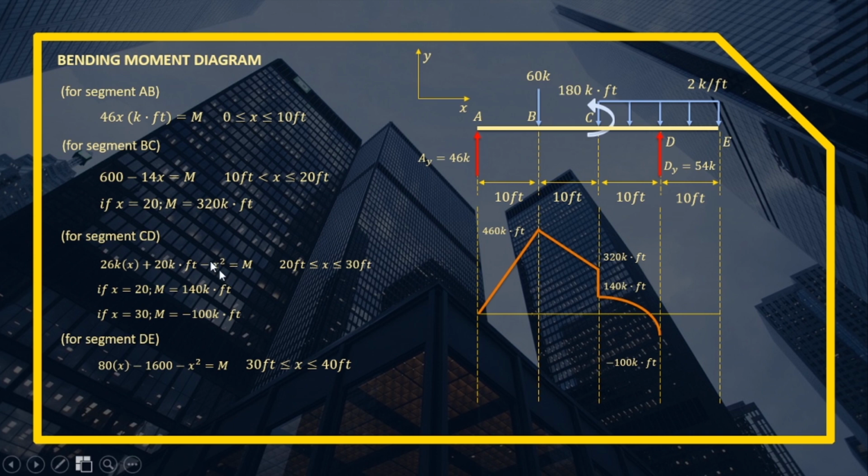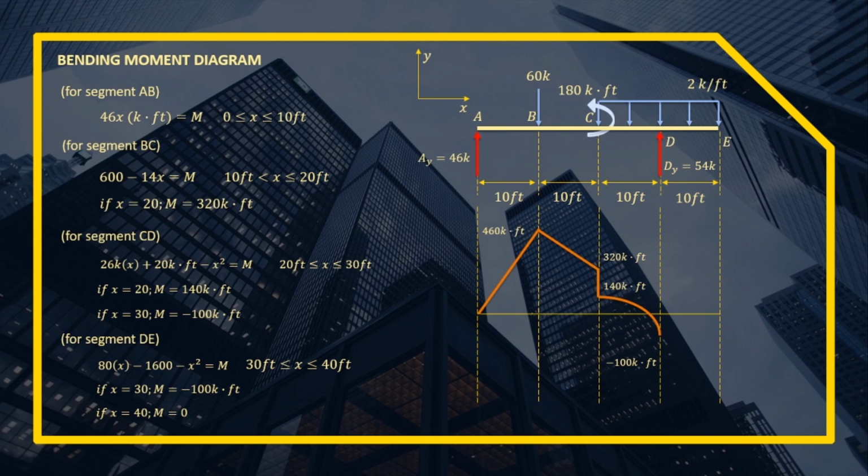And next, for segment DE naman, yung equation natin for moment, this is 80x minus 1,600 minus x squared equals M, and mag-start yung x niya from 30 feet to 40 feet. So if x equals to 30, anong value ng M natin? So i-substitute natin yung 30 dito sa equation, and same pa din. So at point D, ganun pa din. And if x equals to 40, the value of M is 0. Kasi dapat talaga from end to end, dapat mag-0 yung value ng moment natin.